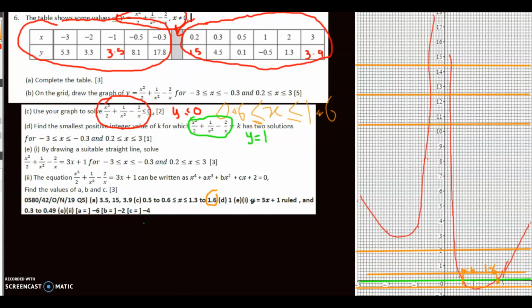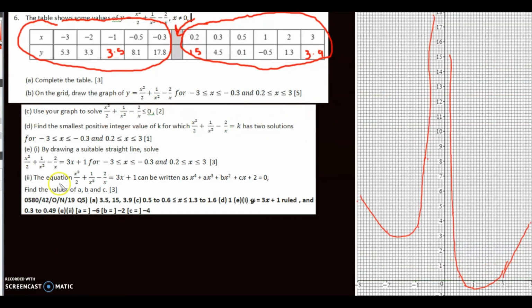So in all these horizontal lines, where is the smallest integer value of k? Smallest positive integer value of k. So the smallest is somewhere here, right? It can't be 0. It can't be 0 because it says positive, and 0 is not considered a positive number. So the next integer value is this 1. So when k equals 1, which means when y equals 1, the orange line, the horizontal line, and the red line have two solutions. So the answer over here is, sorry, k equals 1, because we're finding the value of k. So k equals 1.